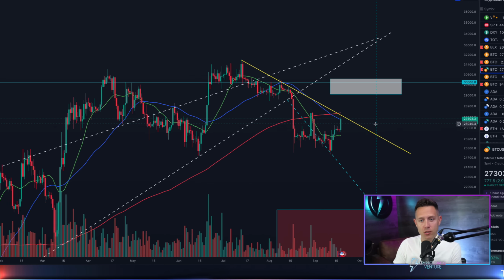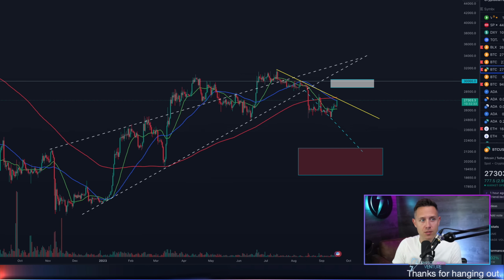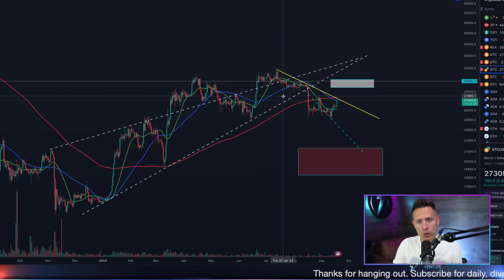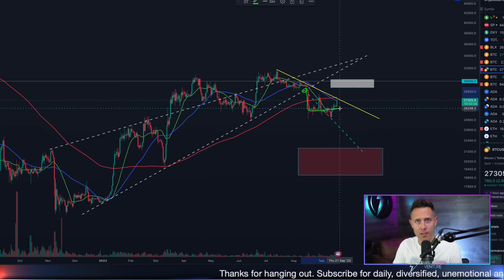So Bitcoin, as you see, for context, we've been tracking this very zoomed out, very long-term rising wedge. Bitcoin broke the lower trend line and has just been consolidating, right?